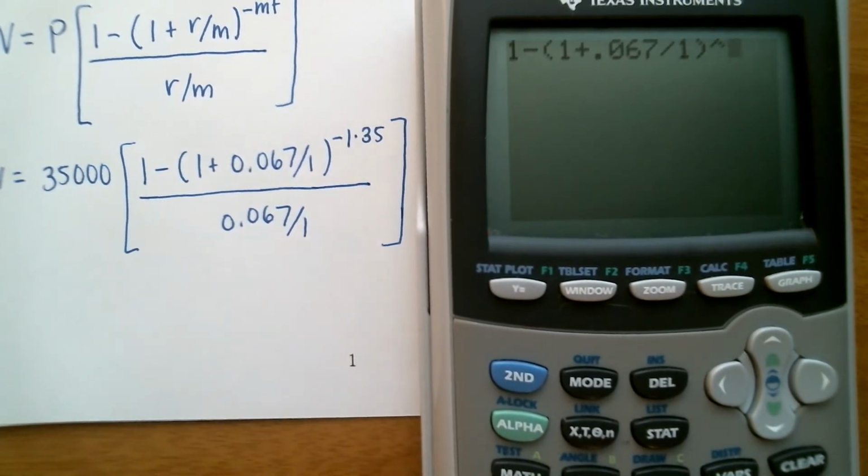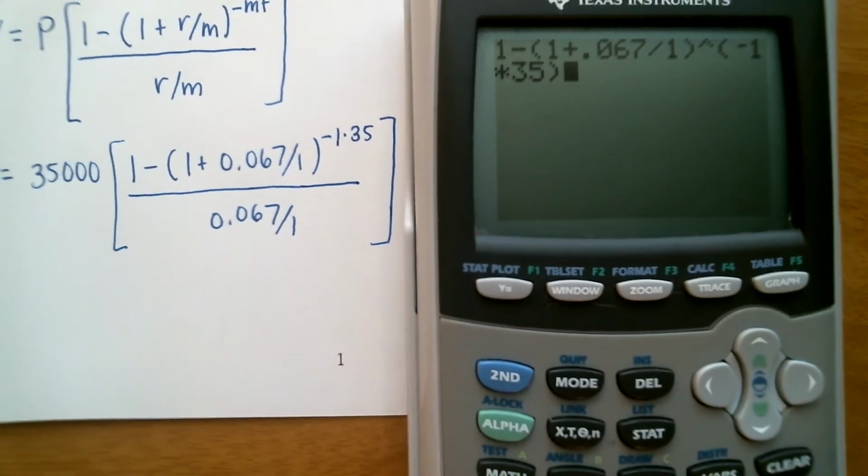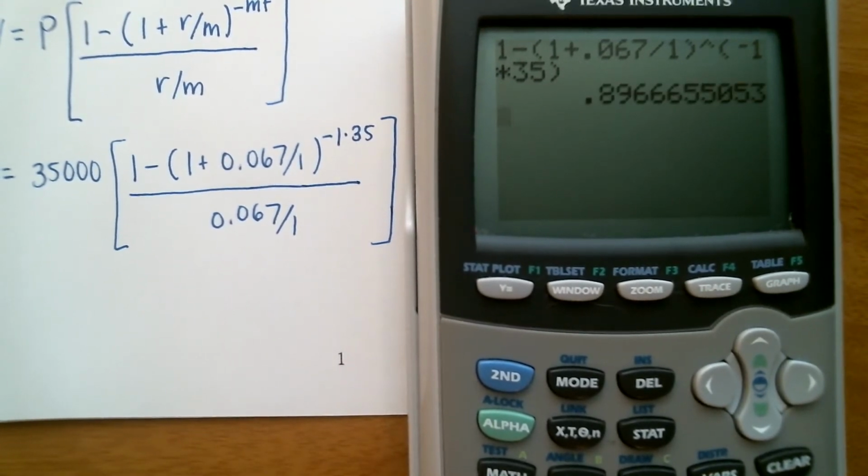Okay, either do it in your head, or if you can't, put it in parentheses. I'm going to put it in parentheses just to make sure that negative is taken care of. So I'm going to do parentheses, negative 1 times 35, close parentheses. This is the numerator. Okay, hit enter. Okay, then hit the division key, and we're going to divide by the denominator. Okay, again, I'm going to type it in as if we didn't have an m value of 1, just so you can see how to do it.